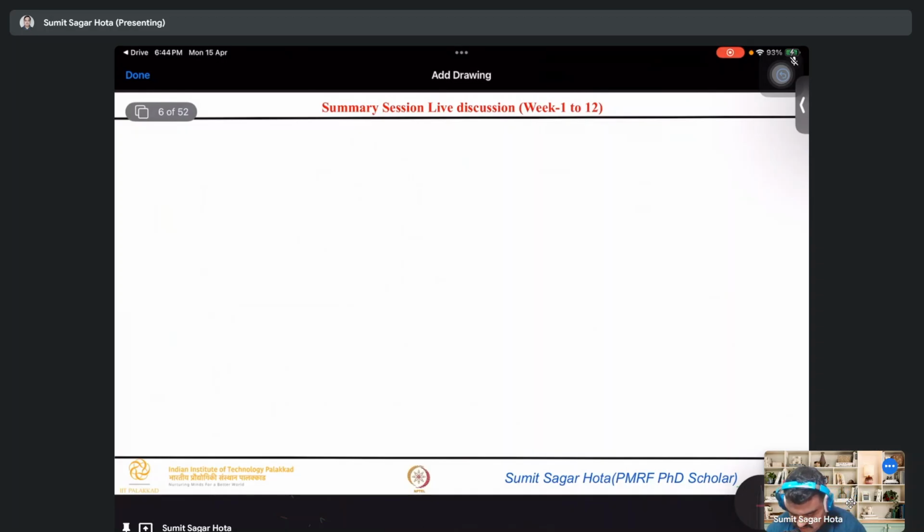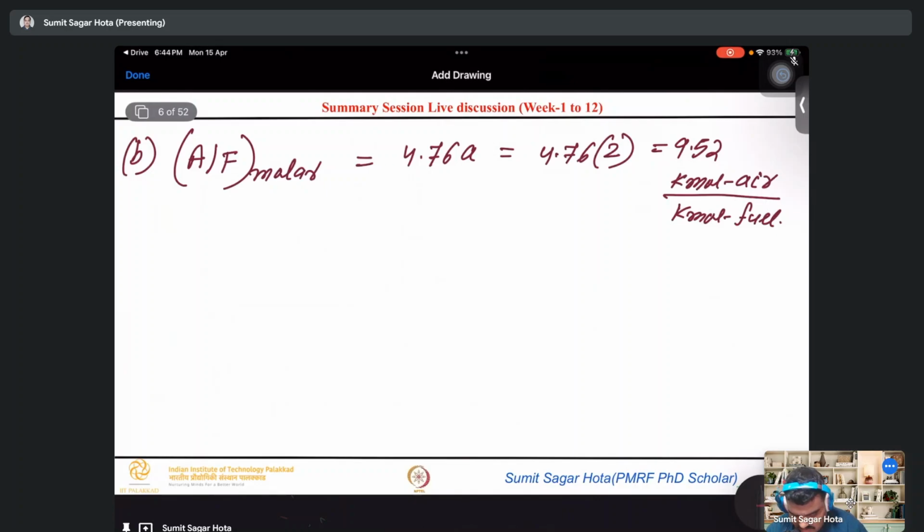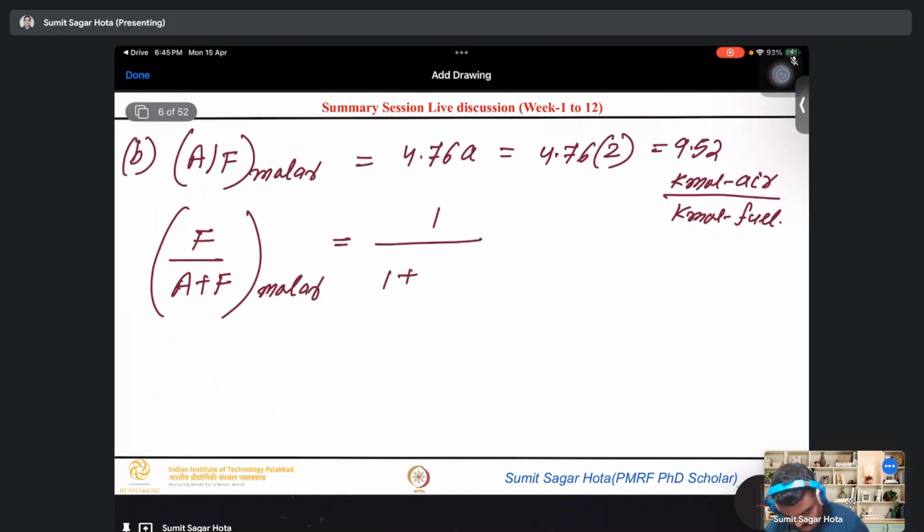In a similar way, we will now find out the lower heating value in terms of kilomole of mixture. So the air-fuel ratio on a molar basis is 4.76 times a, which is 4.76 into 2 equal to 9.52 kilomole of air divided by kilomole of fuel. Now what is fuel by air plus fuel on a molar basis, which is equal to 1 by 1 plus air-fuel ratio.